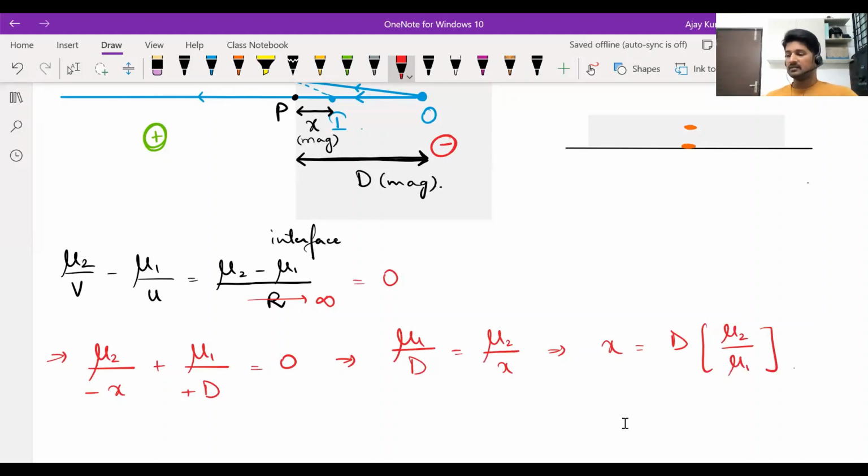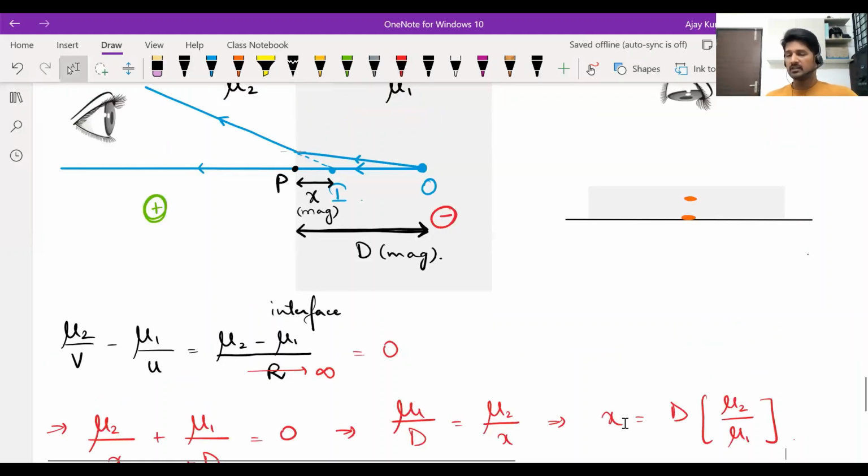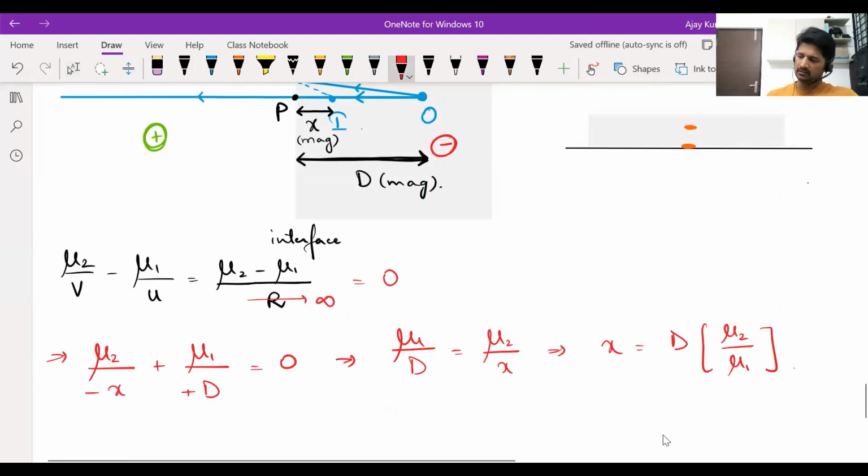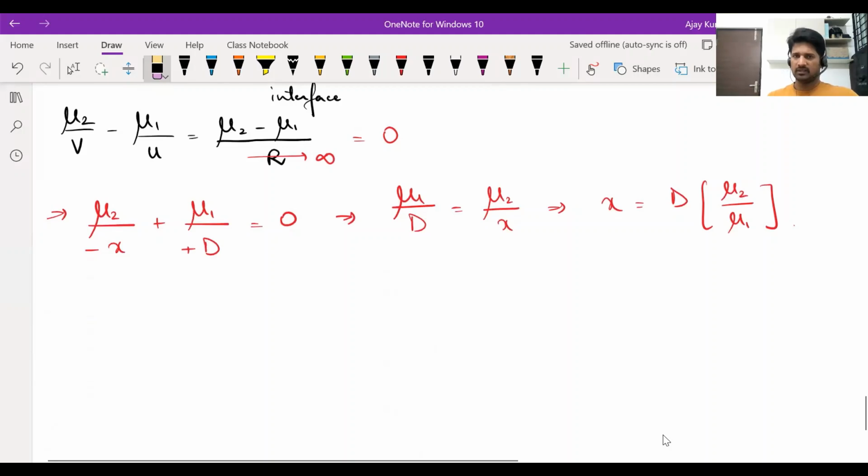That's all. That is where the object appears to be when seen by us from this side. So that's the image location. And see, mu2 is that of air and mu1 is that of glass. Here in the example that we have taken, mu2 is air's refractive index, which is the smaller one. Air refractive index is 1. Mu1 is for glass. Glass refractive index is 1.5.